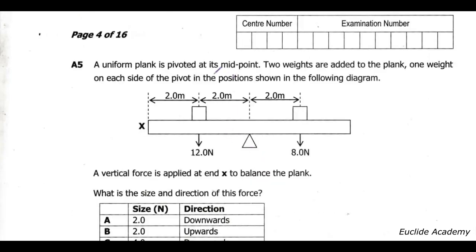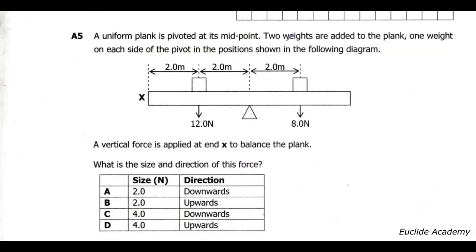A uniform plank is pivoted at its midpoint. 2 weights are added to the plank, 1 weight on each side of the pivot in the position shown in the following diagram. A vertical force is applied at an x to balance the plank. What is the size and direction of this force? Okay, so we want to find a vertical force which is being applied at an x to balance the plank. So basically, I encourage students, when you are answering questions, you should read the question 3 times to get the understanding.